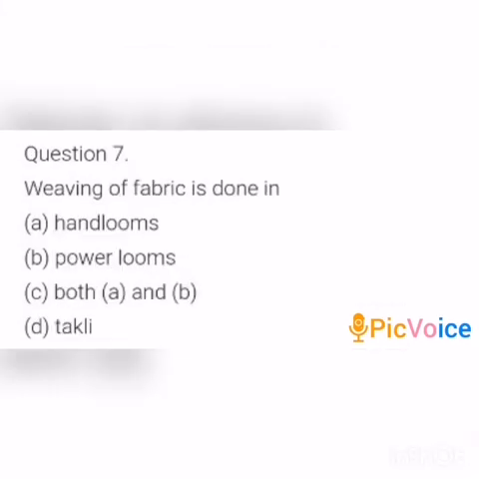Seventh question. Weaving of fabric is done in A. Handlooms, B. Power looms, C. Both A and B, that means both handlooms and power looms, D. Tuckly.